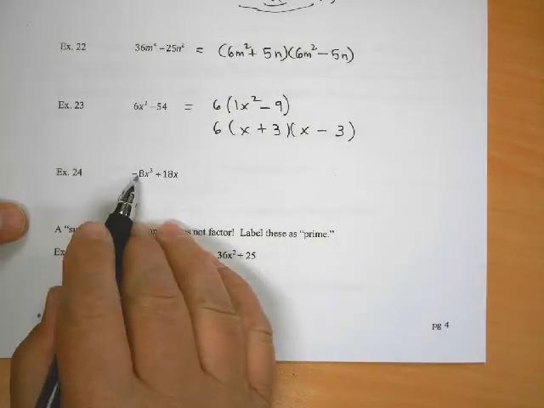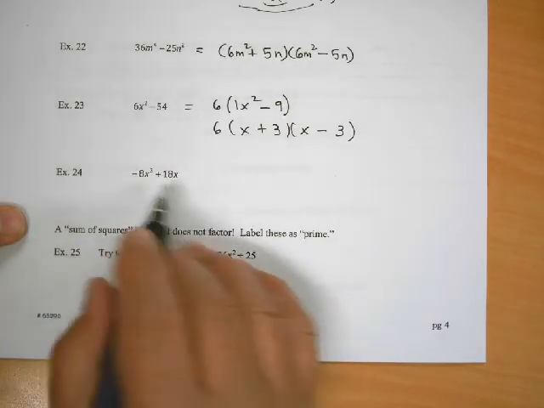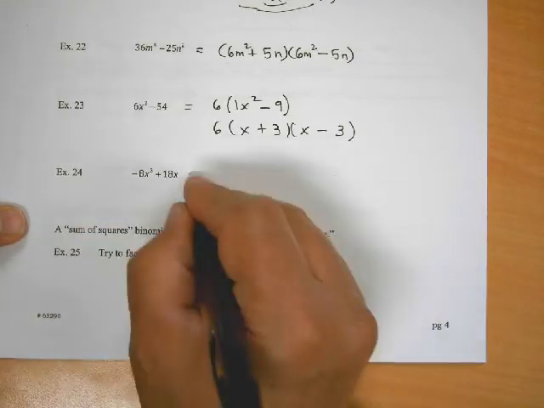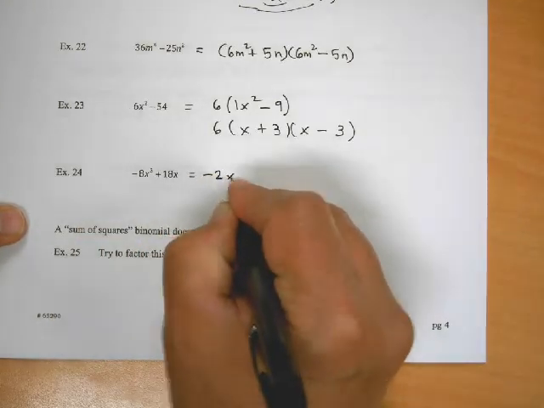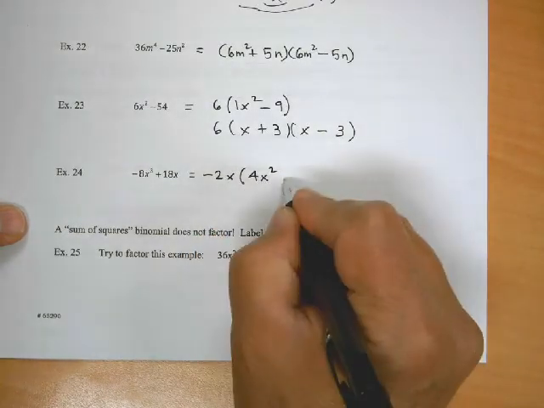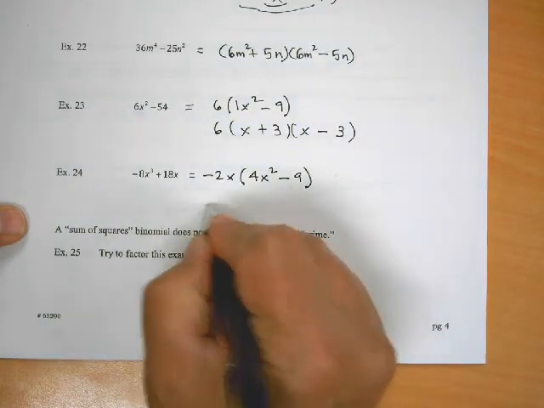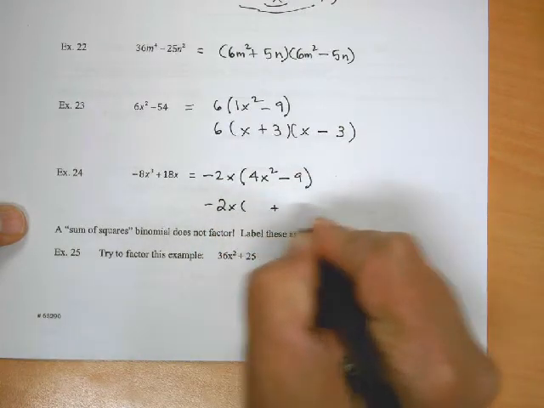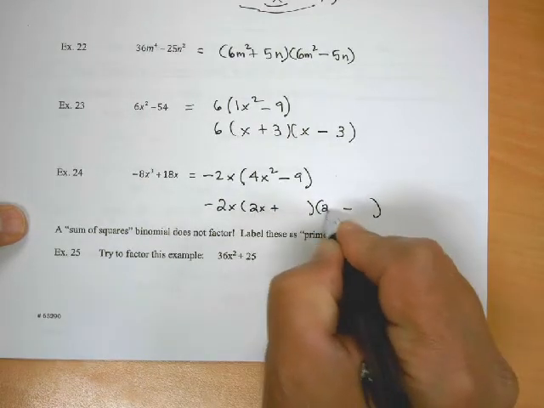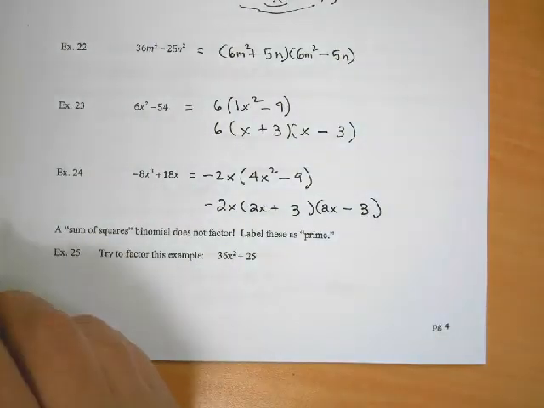Remember, if you pull a negative GCF out, use the negative version of it. These are both hiding a 2 and an x, so I'm going to divide these by negative 2x. And when I do that, you're going to see the mask come off of this thing. It's going to be a difference of 2 perfect squares. So now we write plus and minus and put the square roots in. 2x times 2x to get my 4x squared, 3 times 3 to get my 9. And that's it. That's the answer.